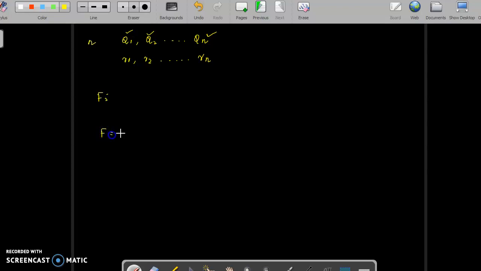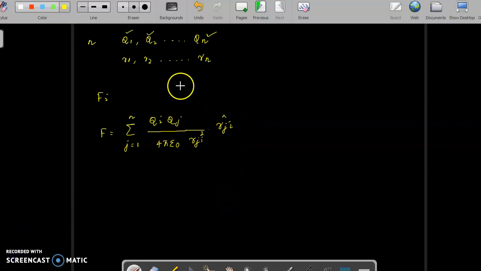F equal to sigma j equal to 1 to n, Qi and Qj, upon 4 pi epsilon naught, the distance between them, that is rji square, times the unit vector rji cap.